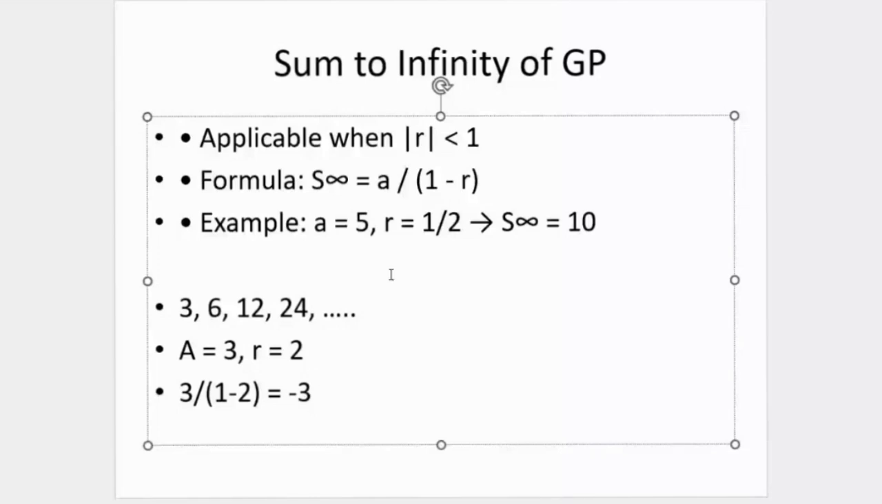However, for a divergent series, it continues to expand and expand, just like parallel lines that never meet. And so there is no sum. So the formula specifies that this is only applicable where the absolute value of R is less than 1. Here we had a situation where R was greater than 1, which is why we had a negative number. So it's important to take this condition into account when we are solving for the sum to infinity of a geometric progression.